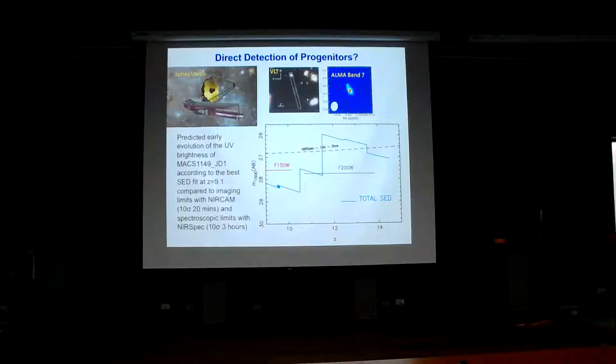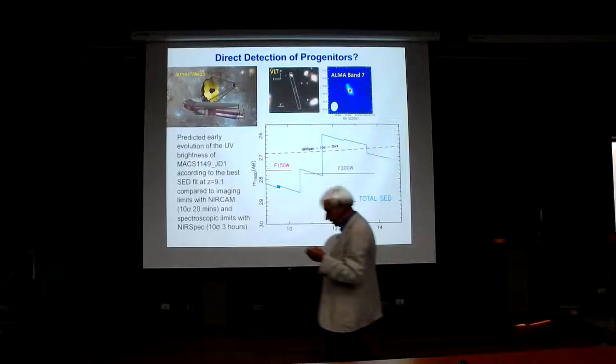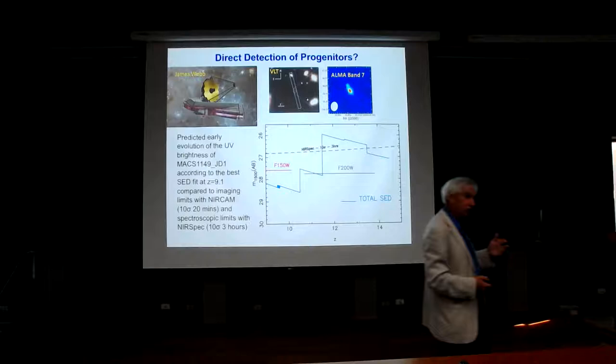Could we see the birth directly? I've told you about indirect ways, and the answer is if I take this object at 9.1, and I fold back how bright it would have been at redshifts 12 to 14, it is within reach of the James Webb Space Telescope. So there is actually some prospect of getting data to find the actual moment when galaxies like that switched on, which I think is the sort of holy grail of this subject.